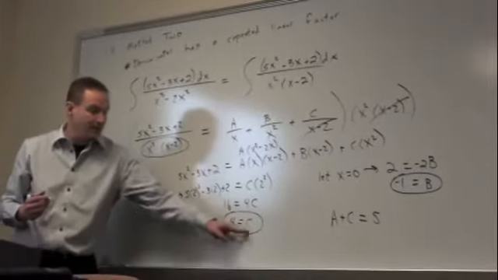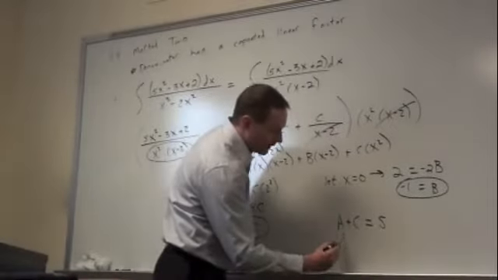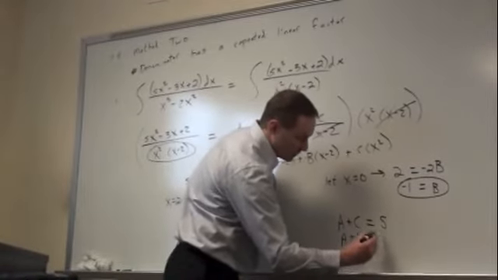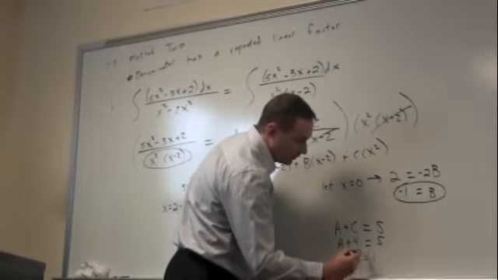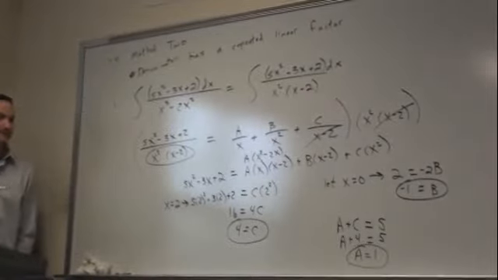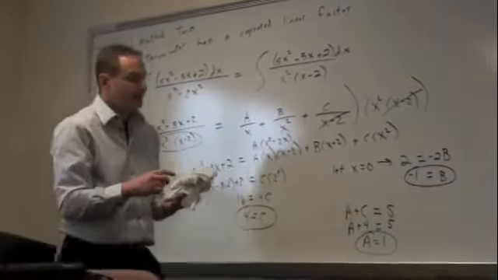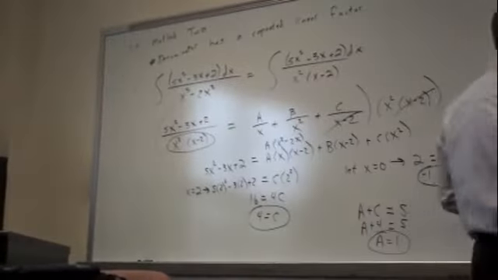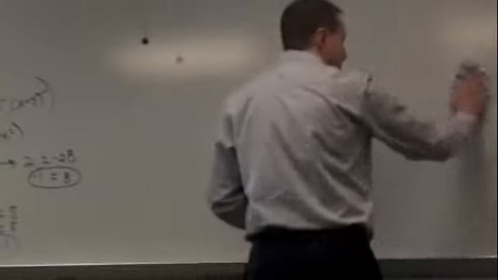Fortunately for me, I already knew that c had to equal 4. So a plus 4 is 5. Thus, a is 5 minus 4, a is 1. Okay, so I have my solutions for A, B, and C. We are ready to solve this problem.